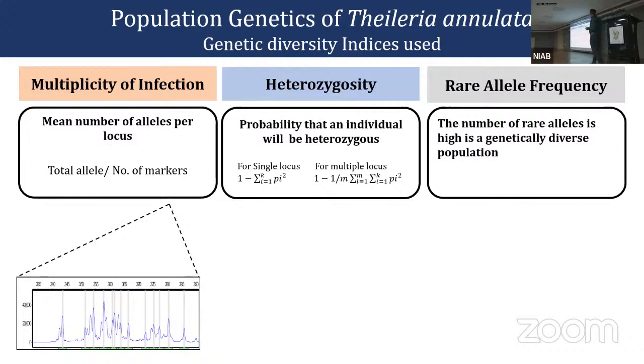So multiplicity of infection, as I've told you, and then heterozygosity. Heterozygosity tells you about the number of heterozygous individuals in a population, and then rare allele frequency is the number of rare alleles present in a population. For example, the African population is considered primitive and diverse because the number of rare alleles is very high in that population. By that we can tell that the population is diverse.